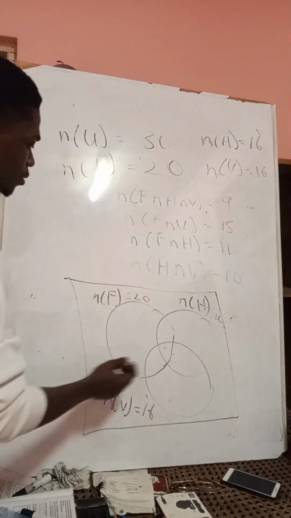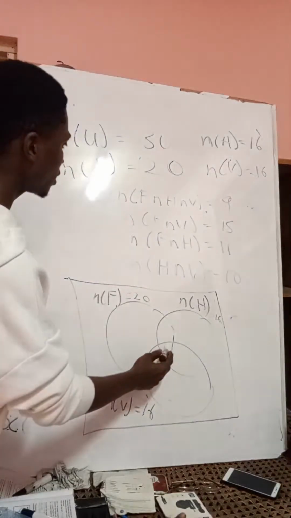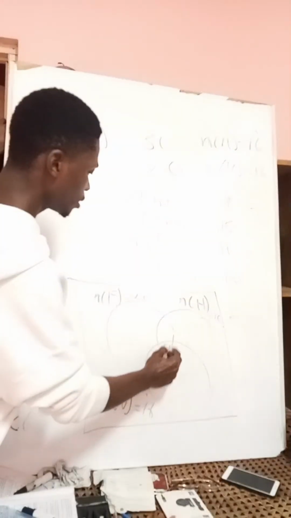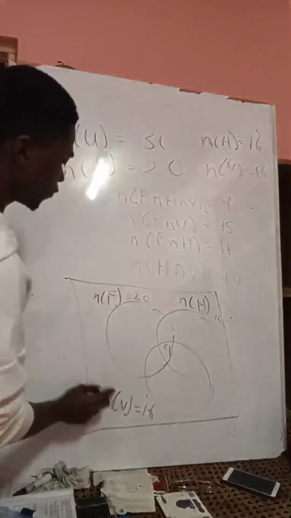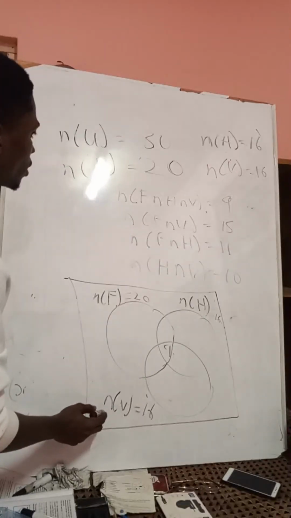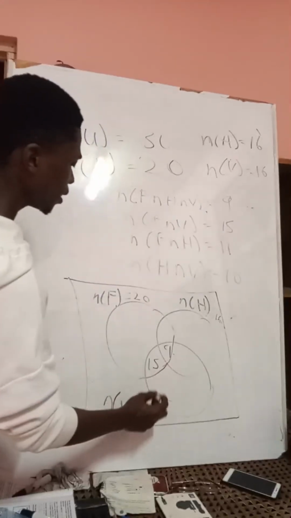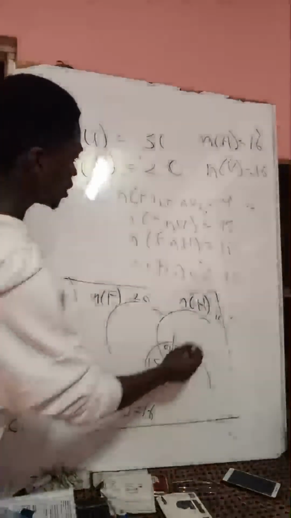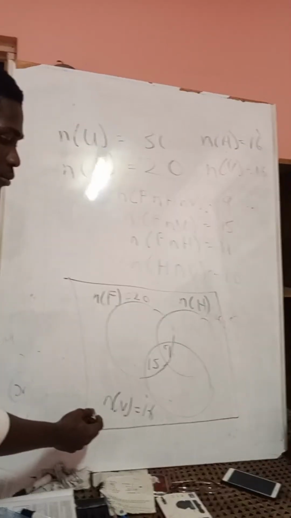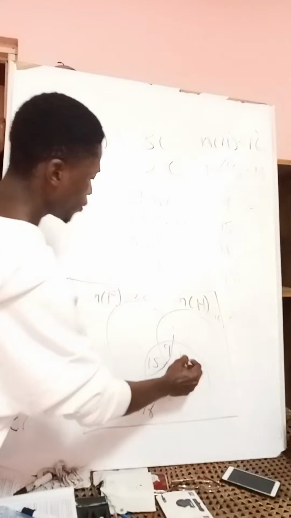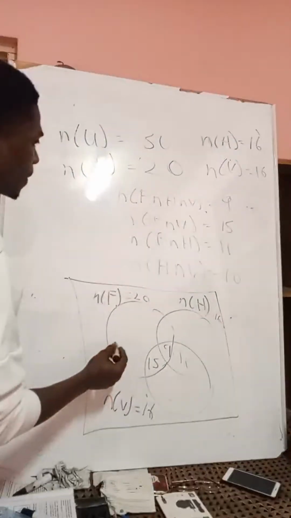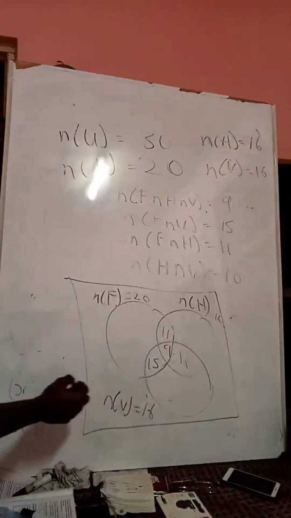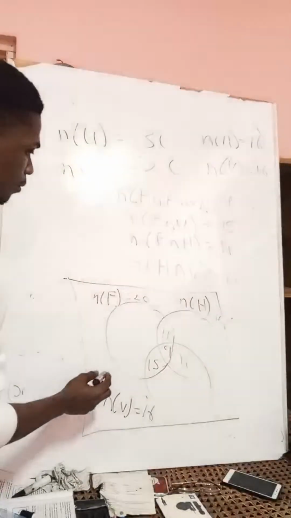Let's move on. So this one, you'll be having the 3 intersection is 9. Football and volleyball is 15. Volleyball and hockey is 10. Football and hockey is 11. Okay, that's all right.